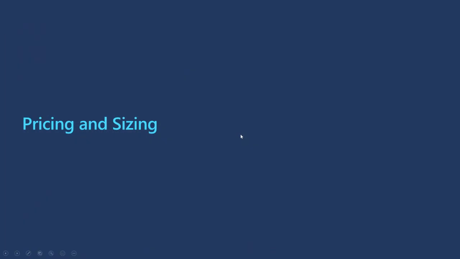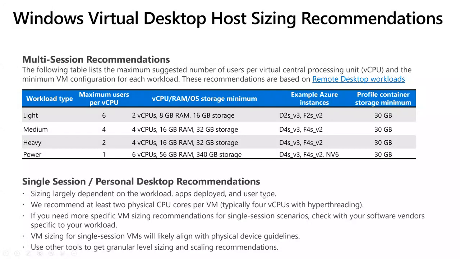Now, in terms of pricing and sizing, the pricing depends upon each and every region. So this is the Microsoft guidance when it comes to selecting the workload. If you've got a light kind of workload, you can have 2 vCPU, like 3 users per CPU, like a six user per vCPU kind of environment. You can go for 8 gig of RAM and different Azure virtual machines to choose from.